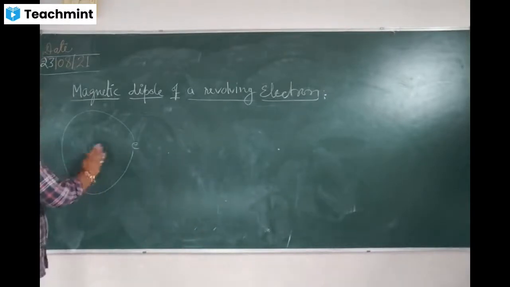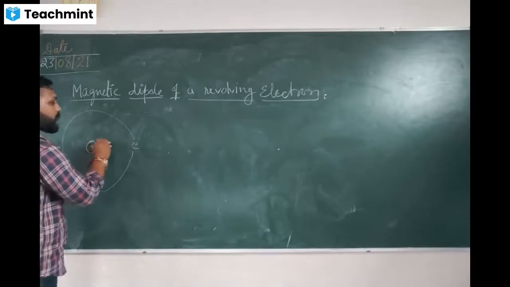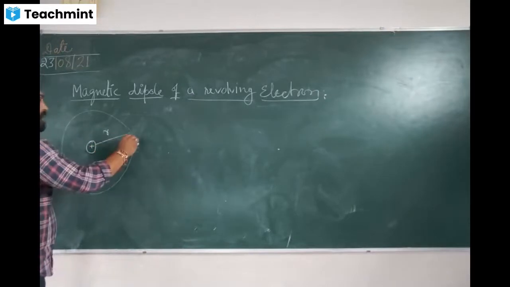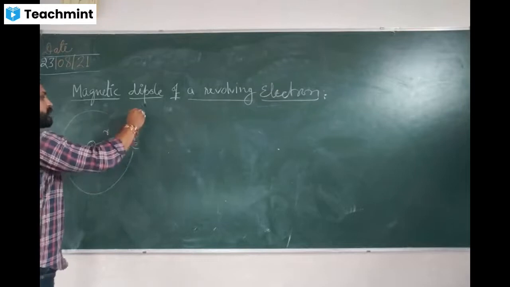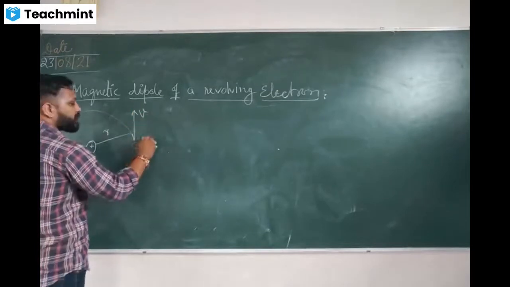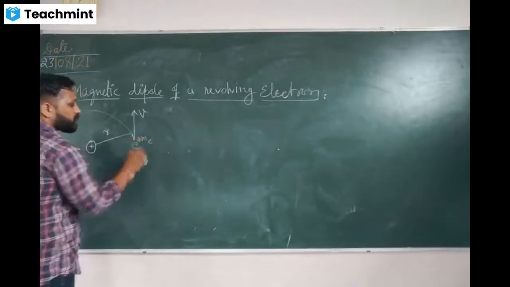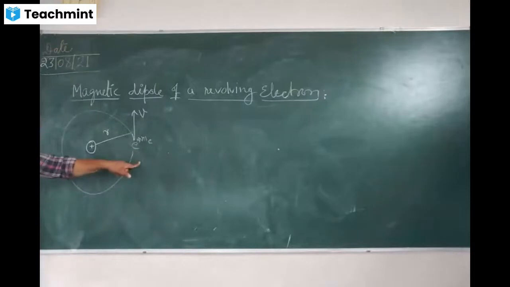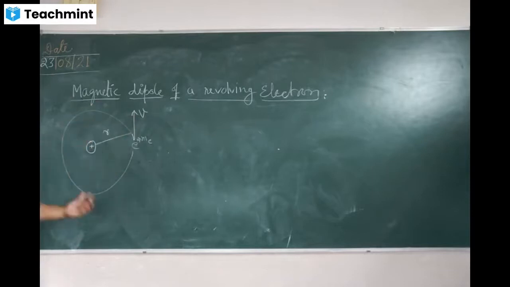Now let's say the radius of the circular path is R. Now if the electron is moving with the speed v and the mass of the electron is me, where me is the mass of the electron, e is the charge, and it is moving with the speed of v in a circular motion, basically around a nucleus.